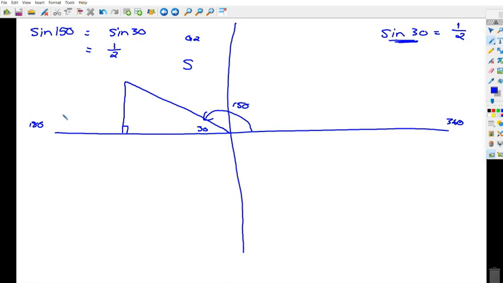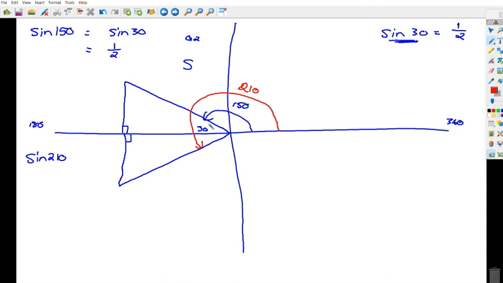Okay, cool. Now let's try. I want you to go find sine of 210 for me. Okay, 210. So I'm going to draw my triangle, and I'm going to tell you that from 0 all the way until this line is, sorry, 210 degrees.